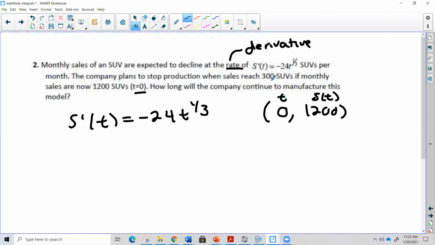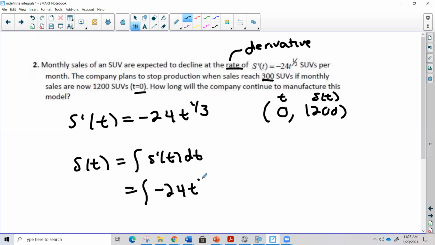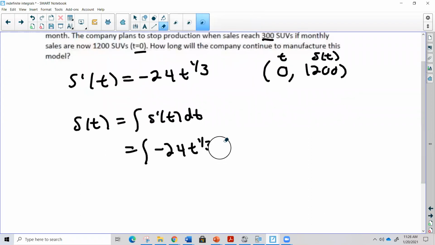So it says we want to figure out when the sales reach 300 SUVs. Okay, so I need to figure out a function for S of t to let S of t be 300 and then solve for t. So to do that, I have to take the integral of S prime of t to get S of t, which is the integral of negative 24t to the 1/3. And then I have to find my c, because I need a specific function in order to be able to actually solve for t when the SUVs are 300.